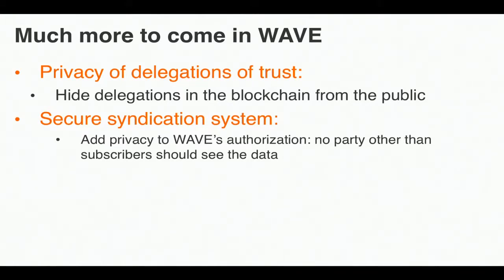As part of Wave, we're designing a secure syndication system in which you don't have to trust that server or router. You don't have to trust anyone other than the publisher to send you the correct stream. Only authorized publishers will be able to send data to some subscribers. No one in the middle can modify the data, and no one in the middle can see it. Routers will have to route the stream encrypted without seeing what's inside it.